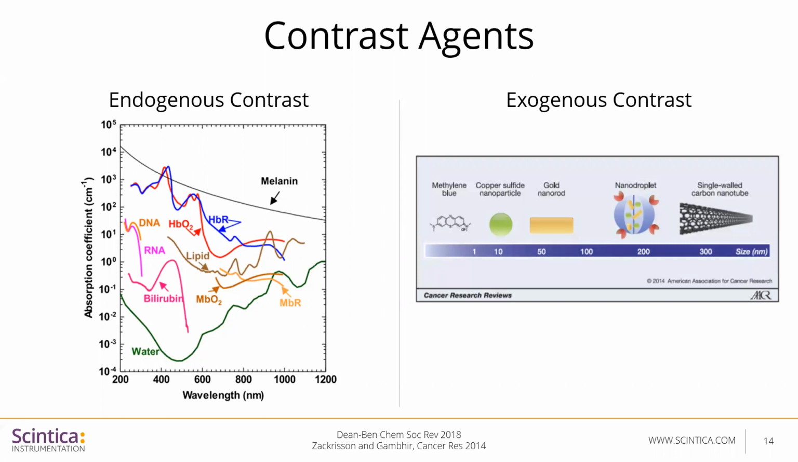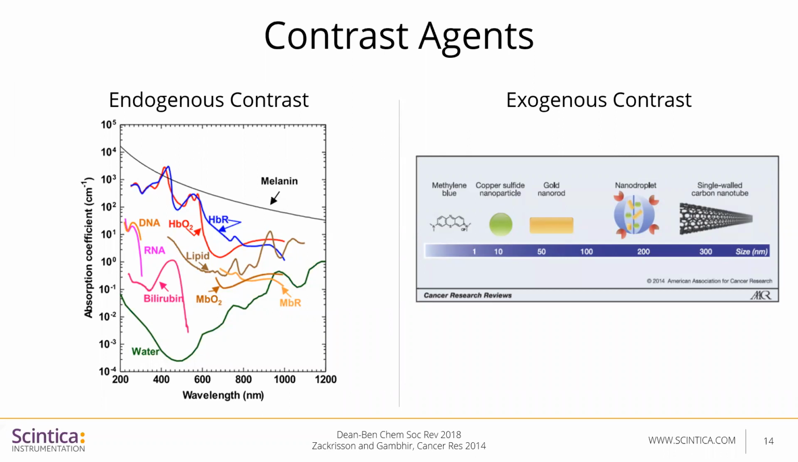The other type of contrast agent is the exogenous contrast agent. These could be non-targeted or targeted contrast agents. The advantage of using targeted imaging agents is that they can provide specific information on molecular or cellular processes in the tissue.